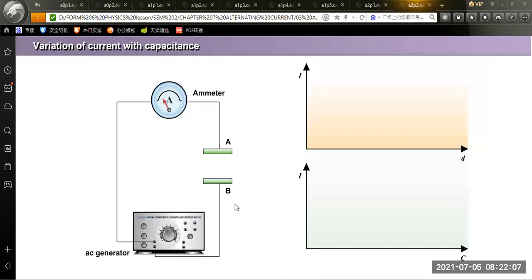Now, what is the difference between the current varies with the separation and the current varies with the capacitance? So when the switch is on, we notice that when the distance between the two plates of a capacitor reduces, that means the current flow increases. When the capacitance increases, the current also increases. Current is directly proportional to C, but the current in the circuit is inversely proportional to the separation of the capacitor plates.